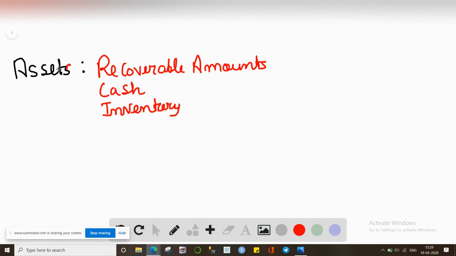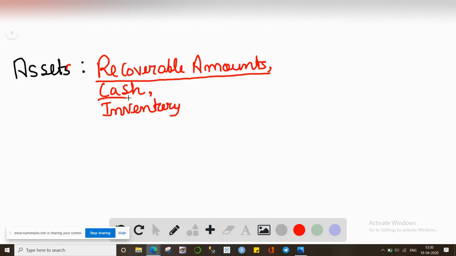Let's say you are in the business of selling video games to customers, or selling furniture to your customers. Suppose your customer says that I will pay you after a certain period of time, let's say 30 days. So that amount will become a recoverable amount. Recoverable means you have to recover that amount from your customer. So that will be considered as assets.